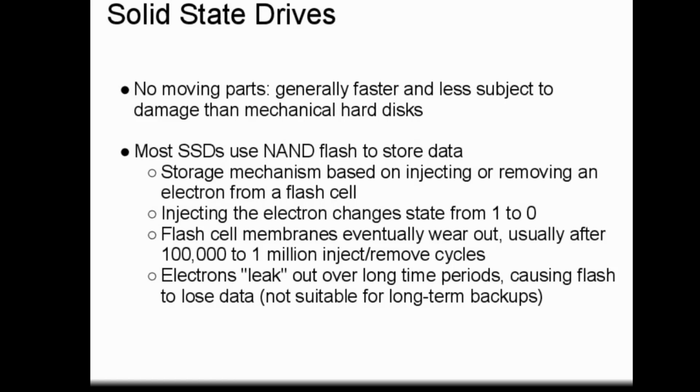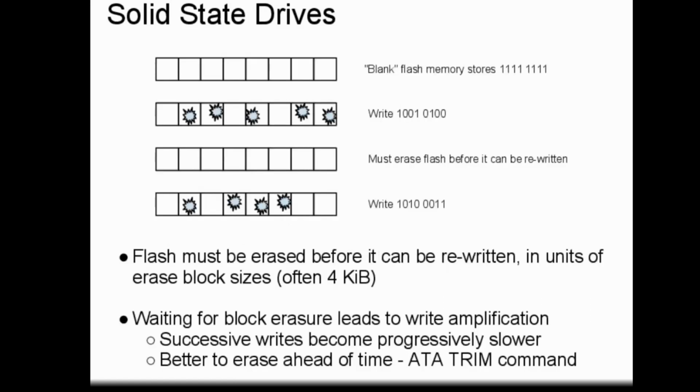Injecting an electron into a flash cell changes its state from 1 to 0, so this is backwards from what one would expect. An empty flash cell actually has a state of 1 instead of 0. The membranes through which this electron is injected and removed eventually wear out, typically after anywhere from 100,000 to 1,000,000 cycles. Furthermore, the electrons tend to leak out over long time periods of many years, causing flash to lose data, which makes flash-based memory systems unsuitable for long-term backups.